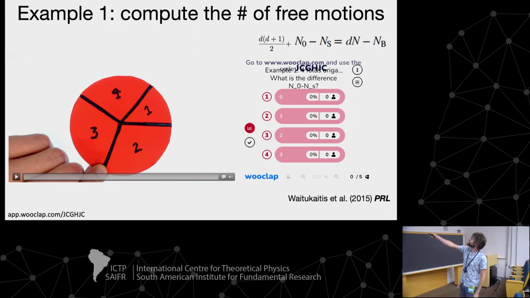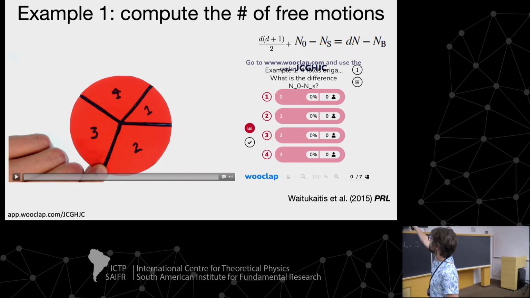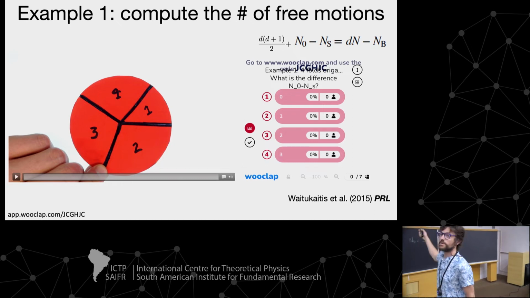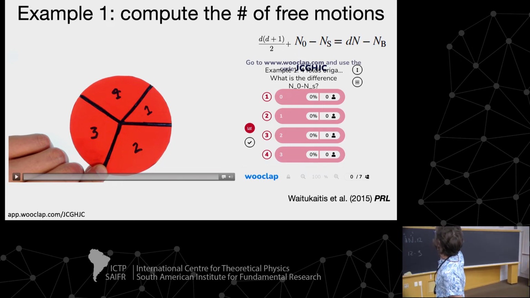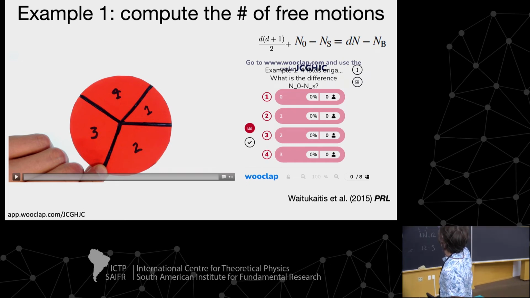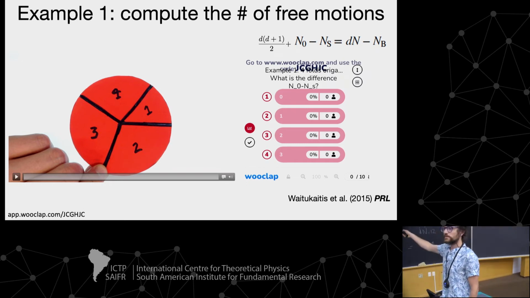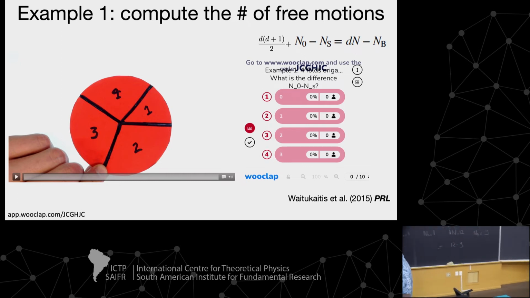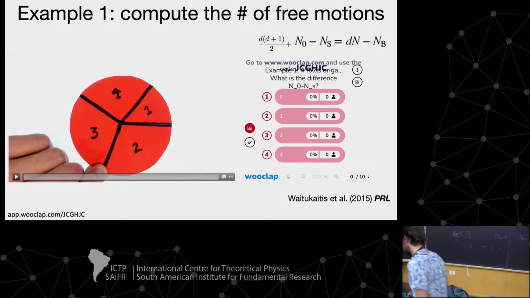And so here, it's a multiple choice question, so I filled in 4 possible answers. The question is, what is the difference between N0 and NS? And you can answer 0, 1, 2, 3. And the system I'm asking you to study is this origami vertex.